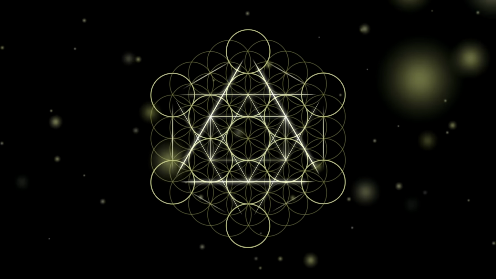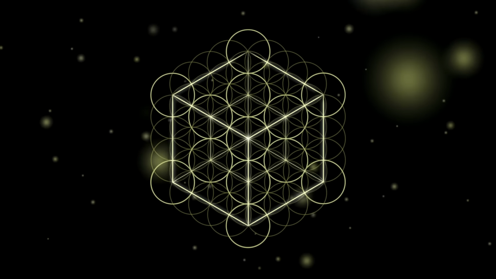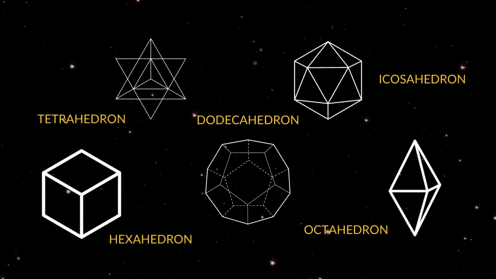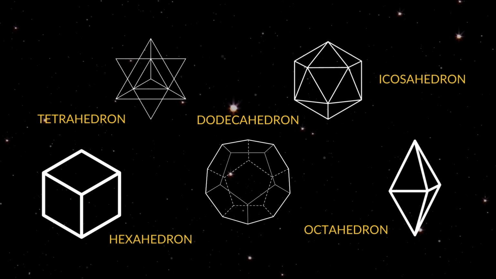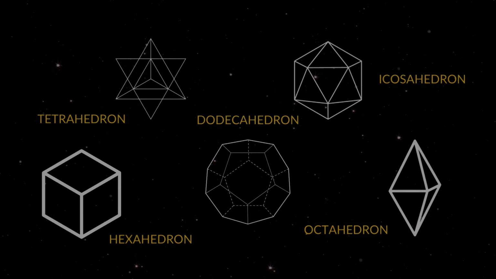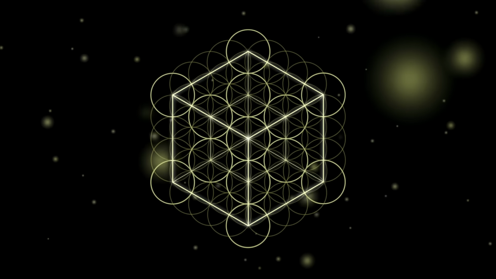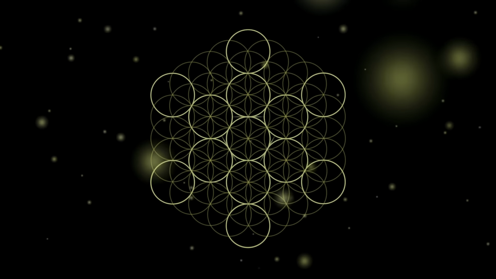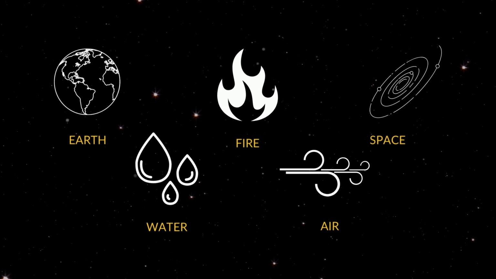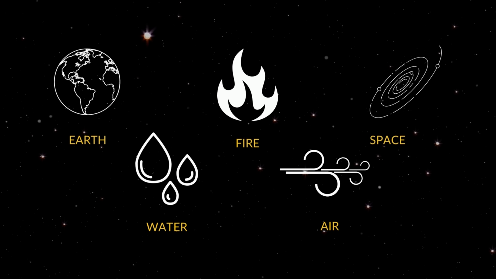These lines form the 5 Platonic solids, said to be bases for every design in the universe. These are the tetrahedron, octahedron, hexahedron, icosahedron, and dodecahedron. The Platonic solids appear repeatedly and randomly in nature, a fact which made the ancient Greeks associate them with the 5 elements: earth, water, fire, air, and space.